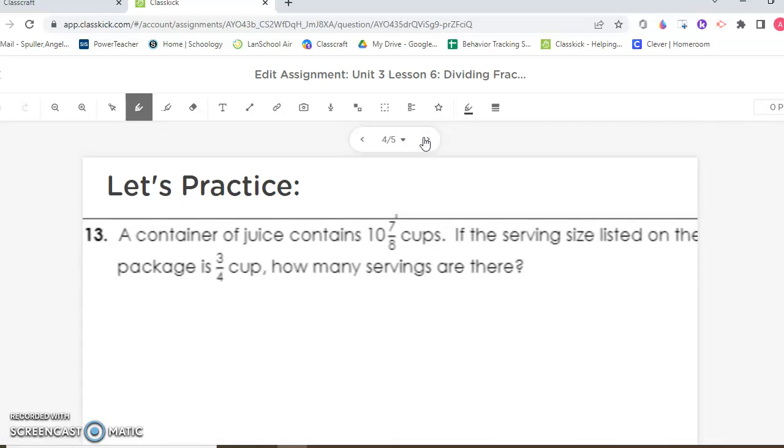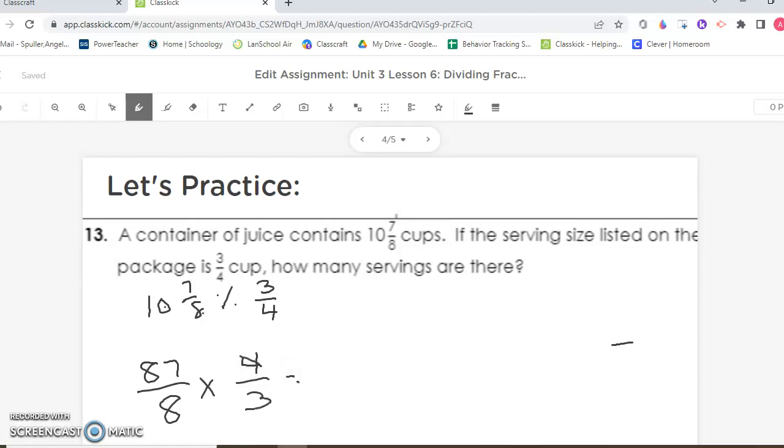A container of juice contains 10 and 7/8 cup. If the serving size listed on the package is 3/4 cup, how many servings are there? Okay, so we know we start with 10 and 7 over 8 divided by 3/4. 8 times 10 is 80 plus 7 is 87 over 8 times... Now remember, we're flipping. 4 goes here, 3 goes here.